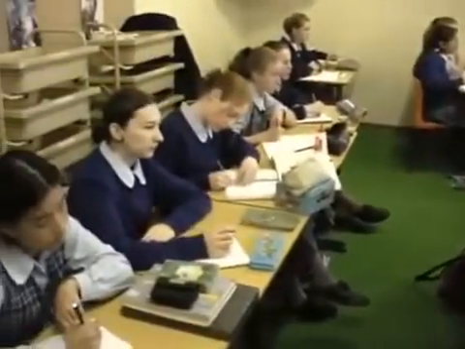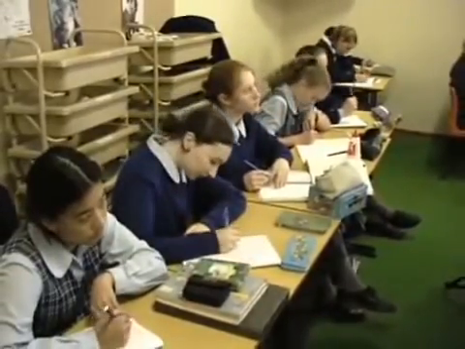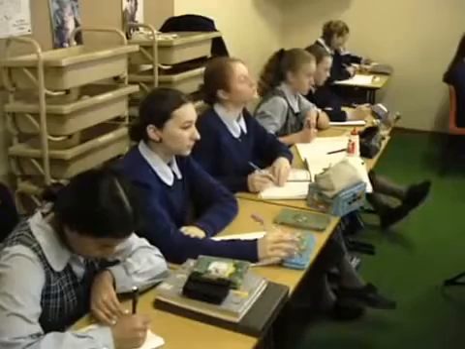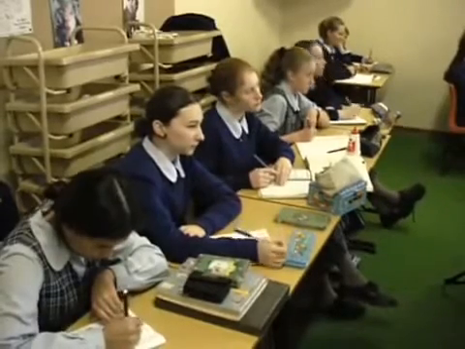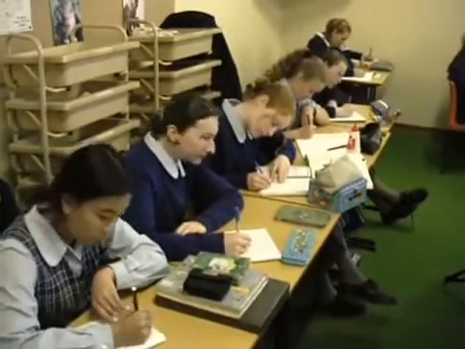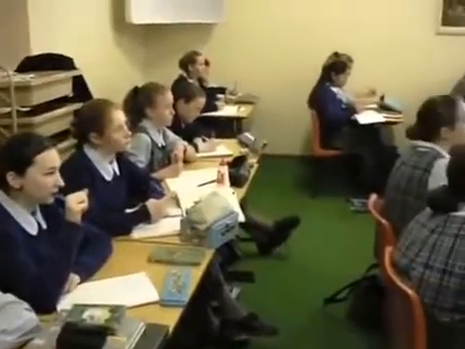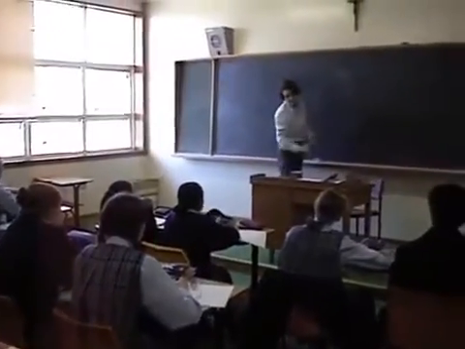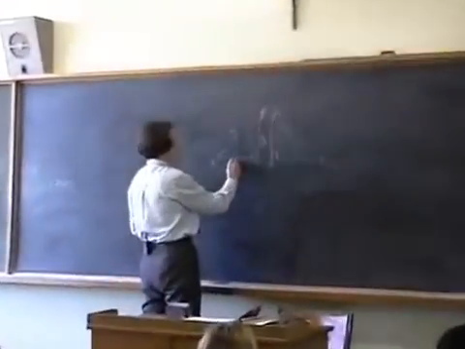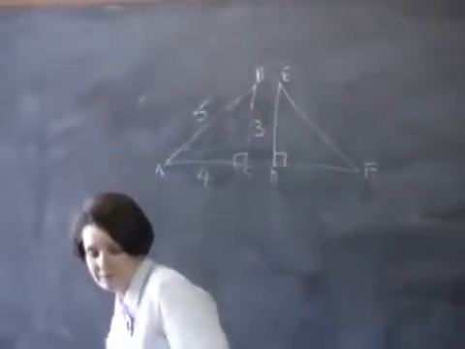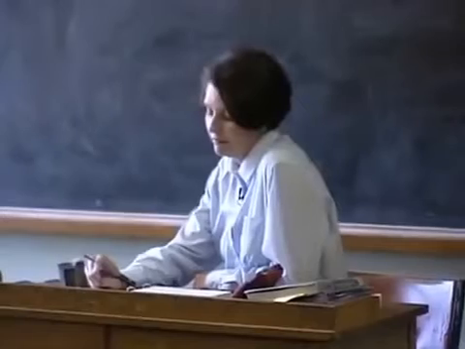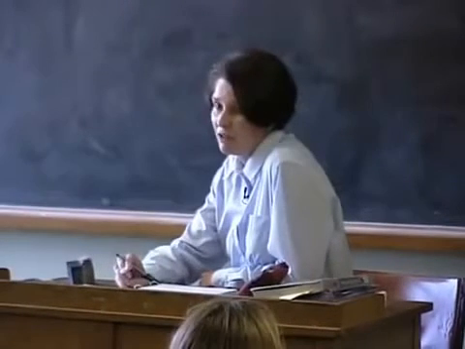Number five, which line is equal to BC? Number six, which line is equal to EF? Number seven, if AB is 5, and BC is 3, and AC is 4 centimetres, how long is DF? Number 8, how long is EF?